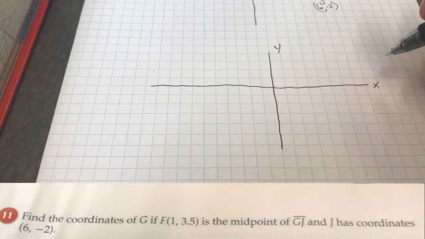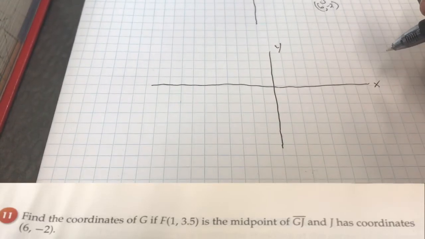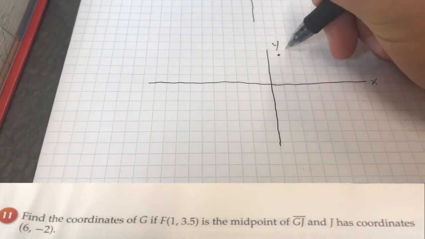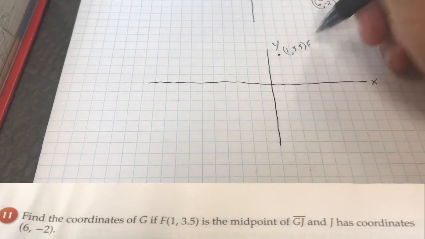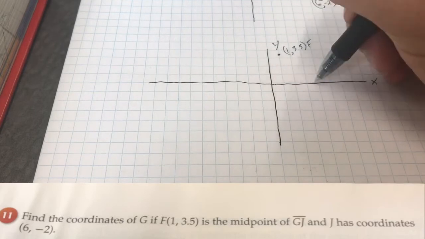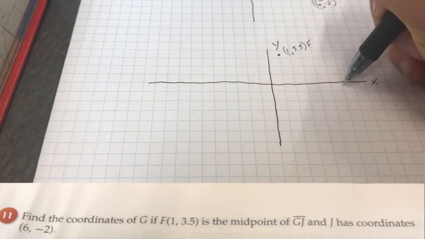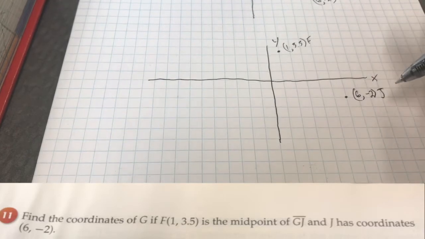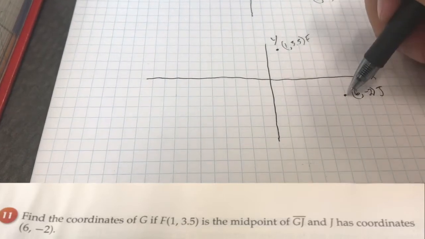So I'm going to find the coordinates of G if F is (1, 3.5). That's my F. And it says that's the midpoint of GJ, and J has coordinates (6, -2). So 6, 1, 2, 3, 4, 5, 6, -2. This is J. So GJ is, let's see.